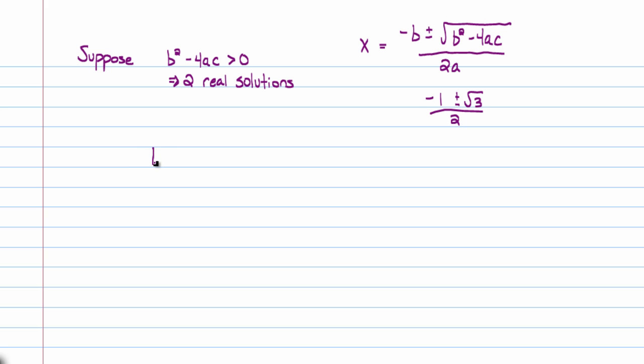If, on the other hand, b squared minus 4ac is equal to 0, well then our solutions would be of the form negative b plus or minus the square root of 0, over 2, or in other words, just negative b over 2. So seemingly we would have a single solution, like negative 1/2 or negative 5/2 or something like that. So it looks like we have one real solution.